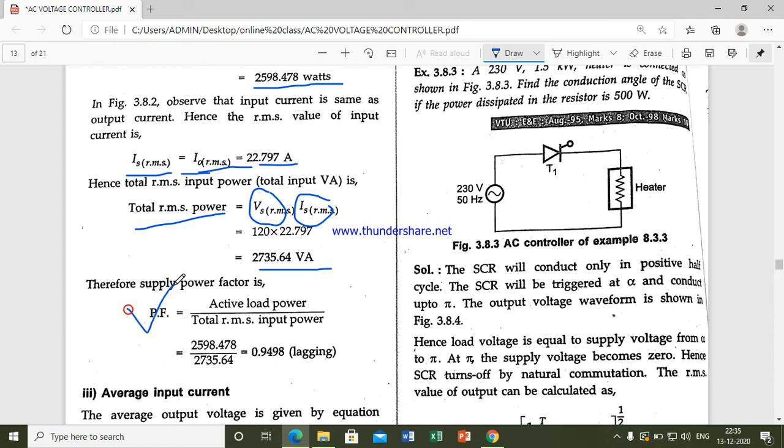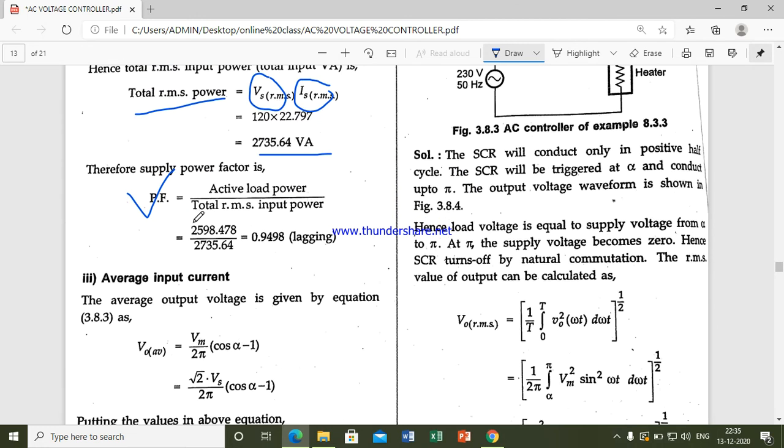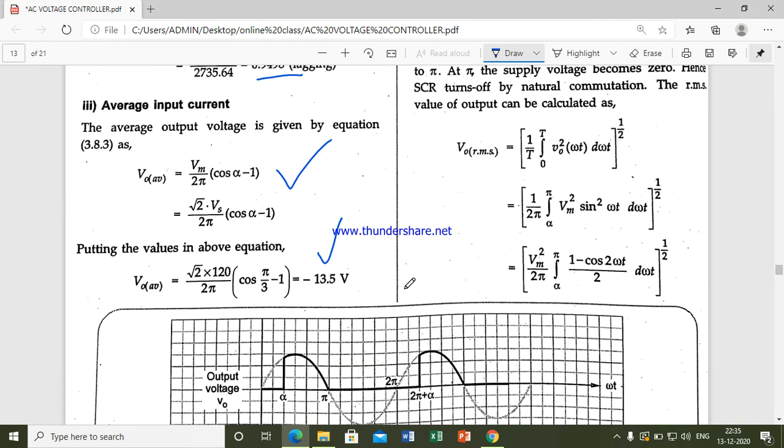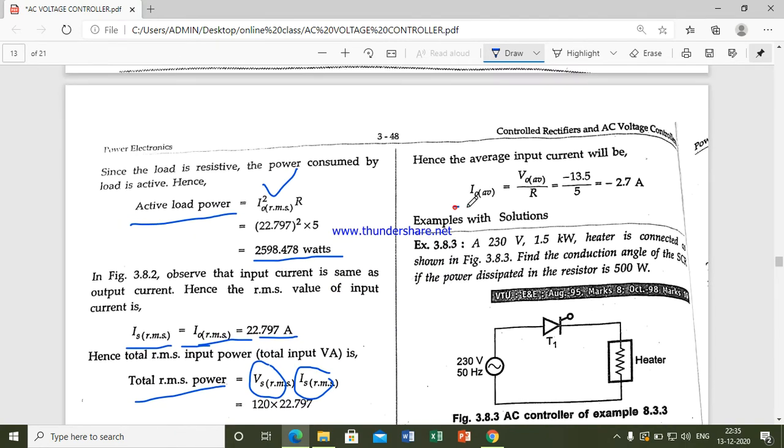Next we can calculate power factor. Active load power divided by total RMS input power. From this you will get this. Next, average output voltage: V naught average equal to Vm by 2 pi into cos alpha minus 1. You will get V naught average as minus 13.5. Average input current: I naught average equal to V naught average divided by R. You will get minus 2.7 amps.